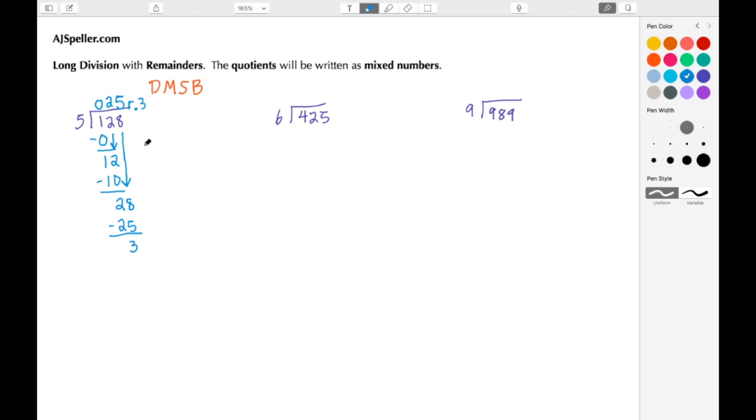Now to write this as a mixed number, we take the whole number here, 25, as the quotient. Our remainder is always going to be the numerator, and our divisor is always going to be the denominator. So here we have 25 and 3/5. All right, let's go ahead and do our check.